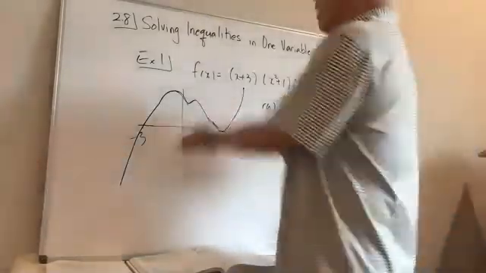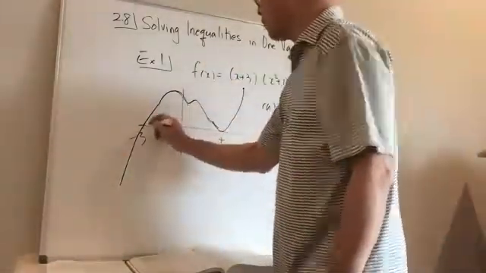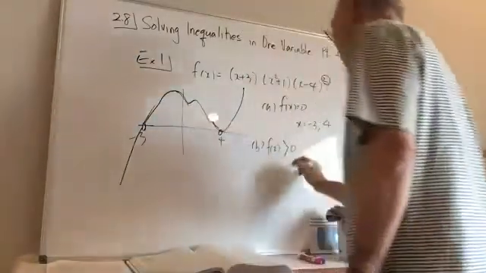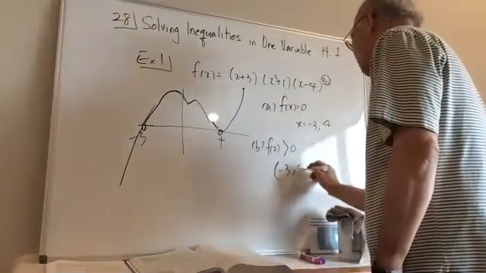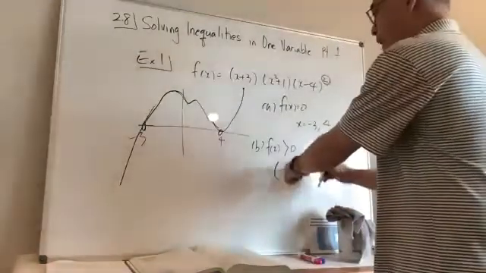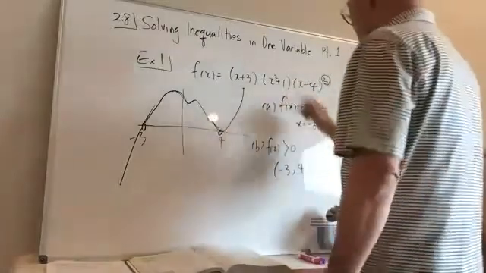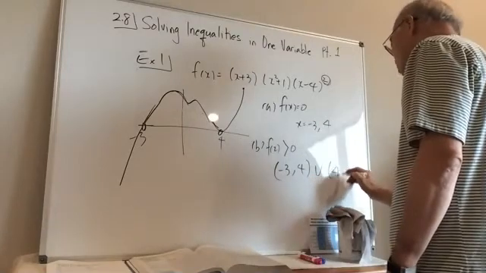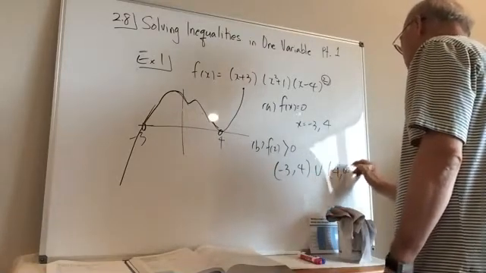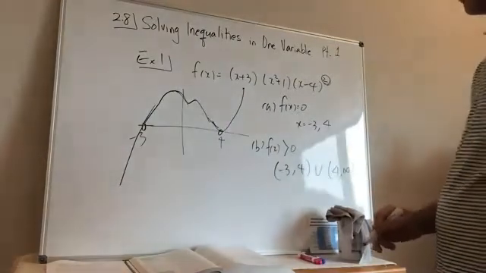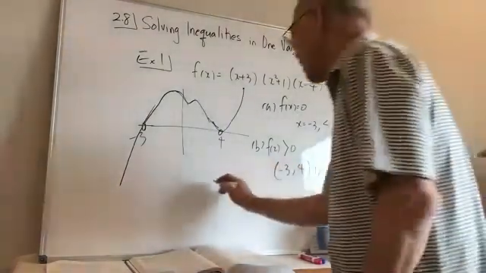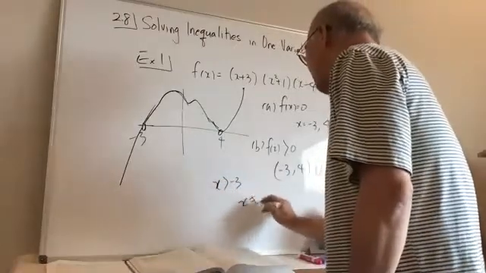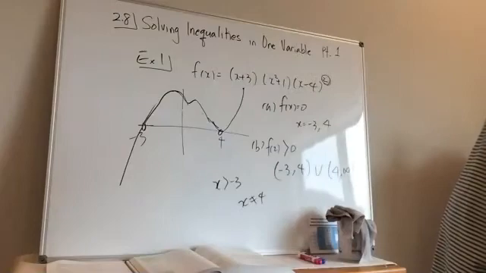Where is it greater than 0? It's greater than 0 from here to here, right? So from negative 3 to 4, notice it is the open bracket, and then 4 or greater. Another way to put this would be x is greater than negative 3, but x cannot be 4, right?